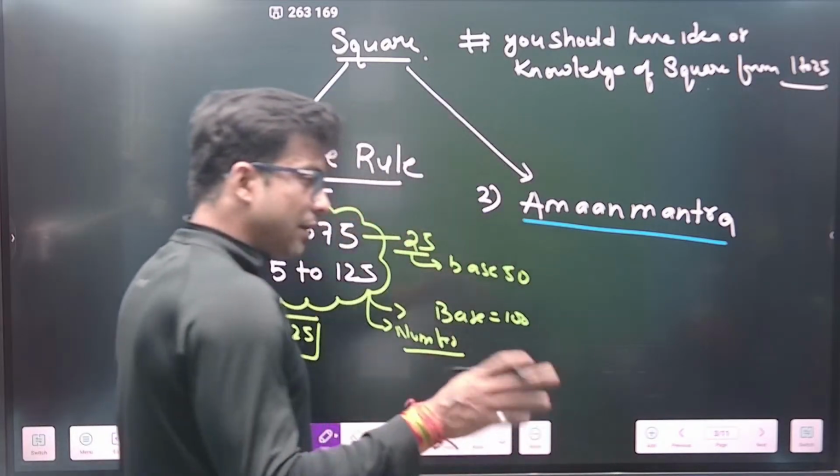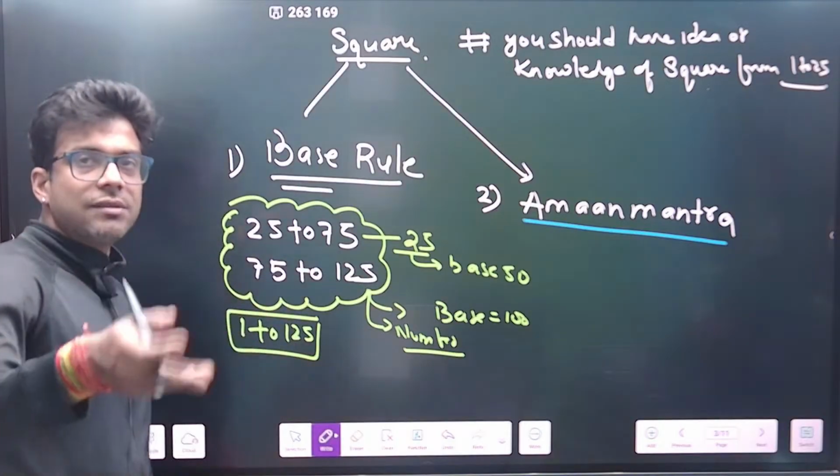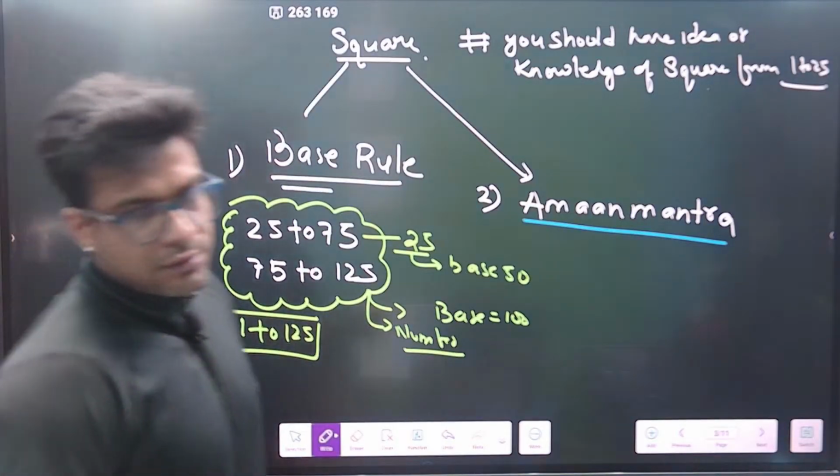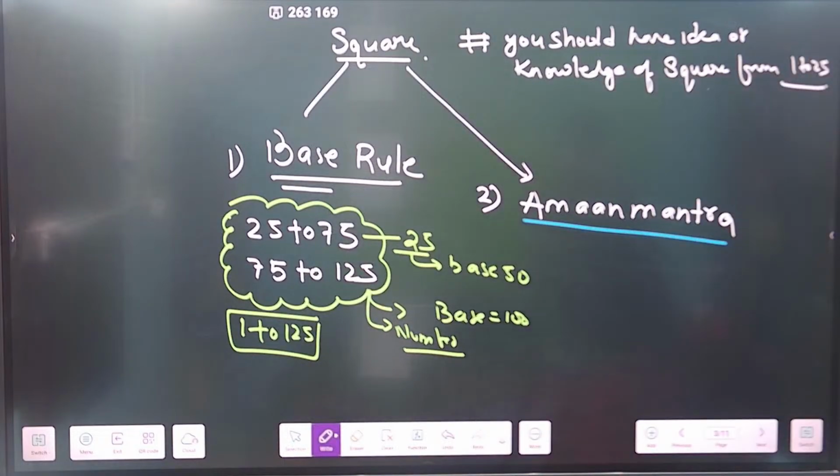And also adding to that part. Let's say 102 is basically you are adding something to 2. 96 is basically subtracting from 96. So these are the two different things which you need to keep in mind while answering the squares.